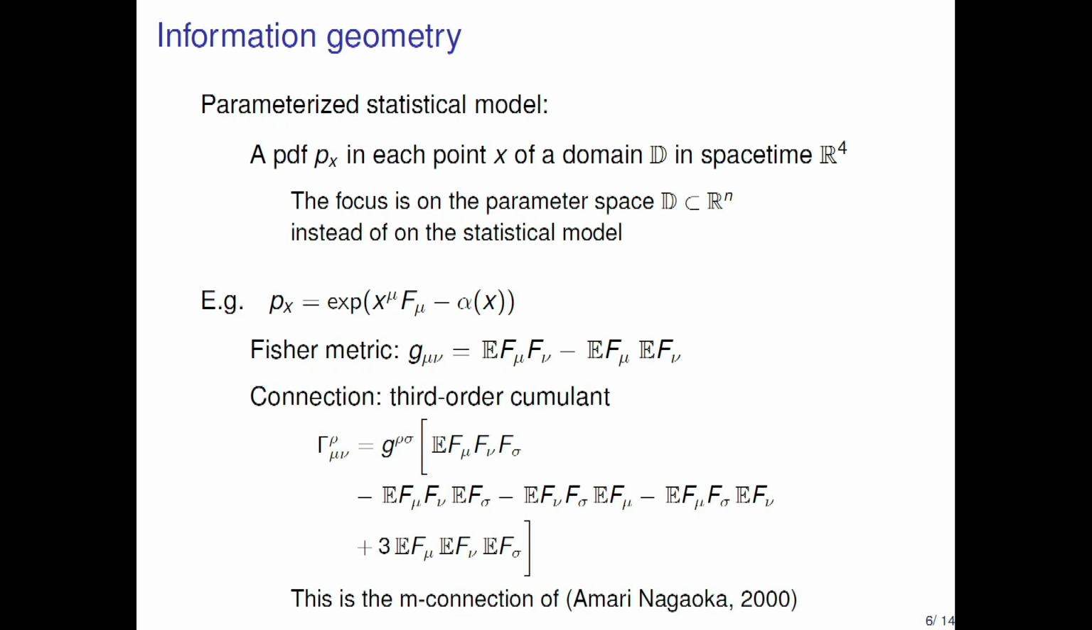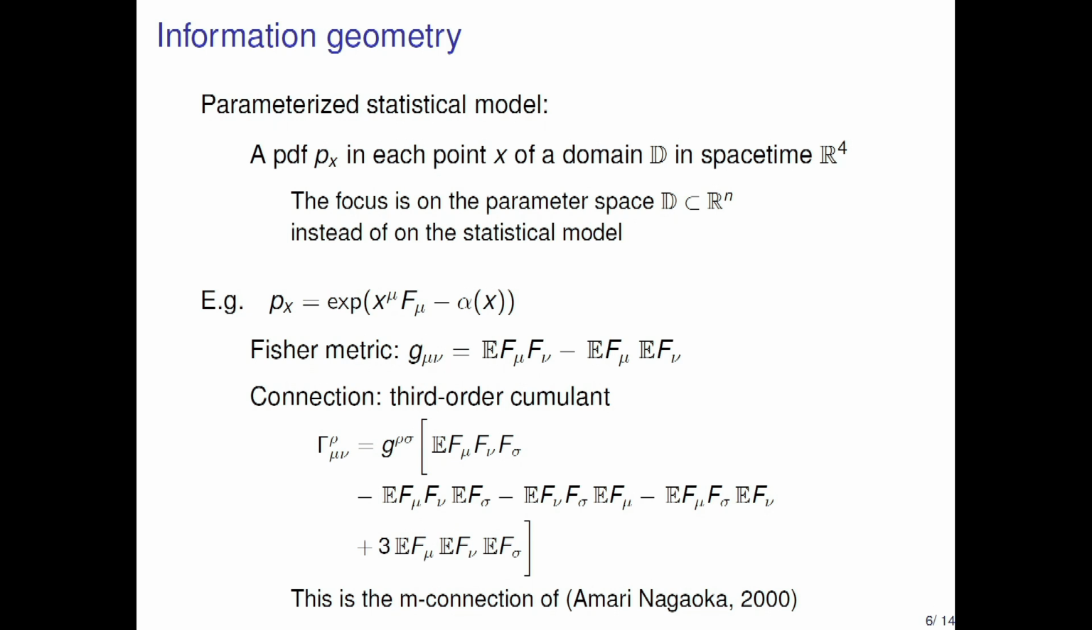For instance, I could take a probability distribution of the exponential family. That's not very physical. It would be more physical to take something like the density of a gas at a certain point in space-time. But anyhow, let me just take the very well-known example of an exponential family. Then we have a metric, which is the Fisher metric, which is the second-order cumulant of those random variables f mu. And the connection that I consider is the third-order cumulant, which is written here.